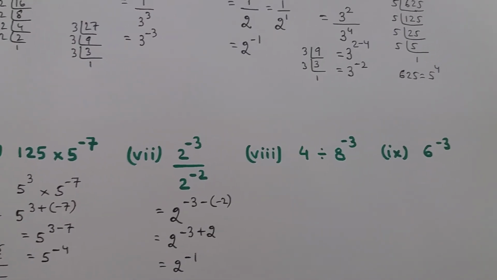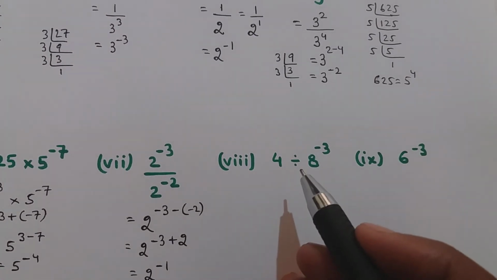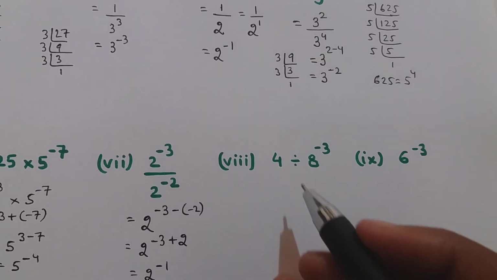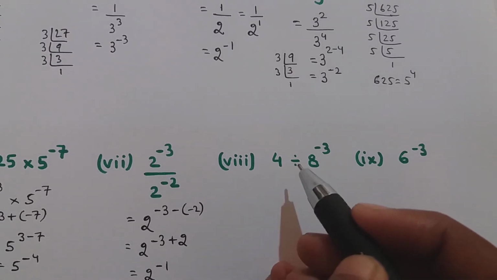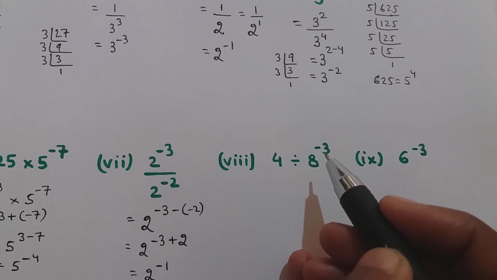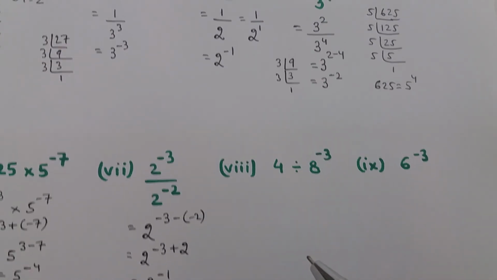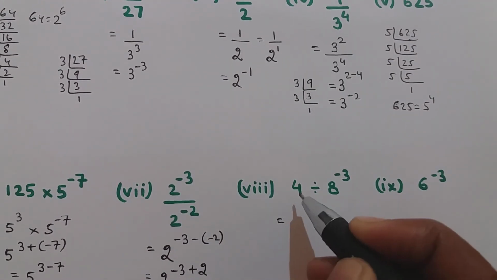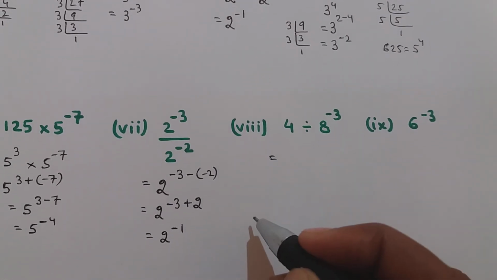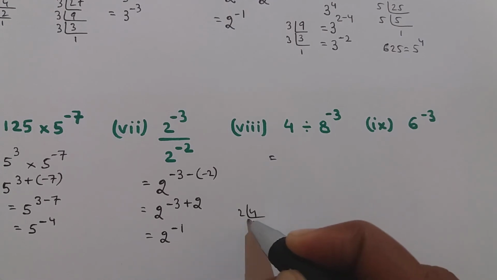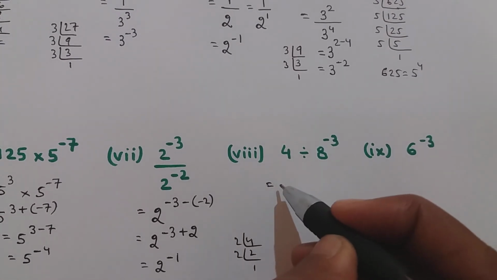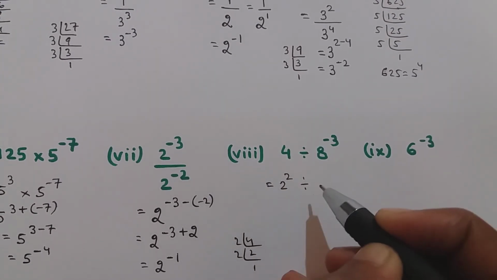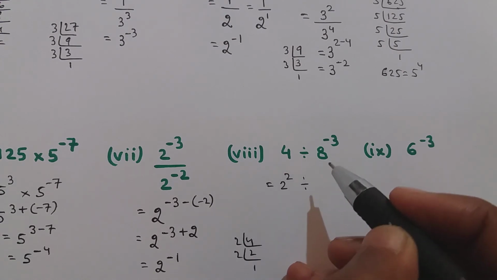Now let us go to the next expression. 4 divided by 8 raised to the power minus 3. So here I have to write 4 divided by 8 raised to the power minus 3 as a power of 2, 3 or 5. Now 4, let us do the prime factorization of 4. So 4, if you do the prime factorization, it is 2 into 2, and 2 into 2 is 2 square. So 4 I can write as 2 square divided by 8 raised to the power minus 3.